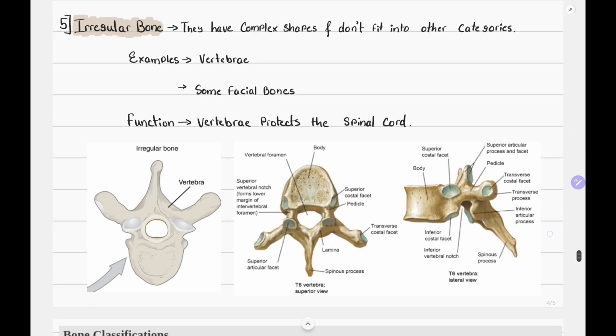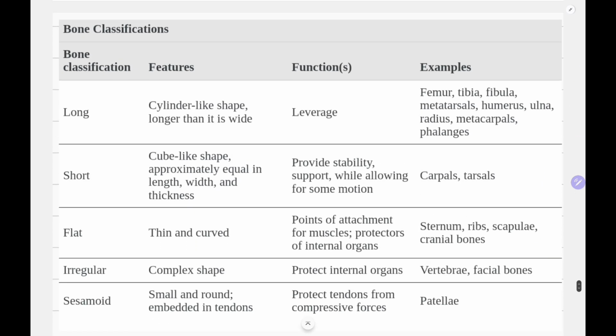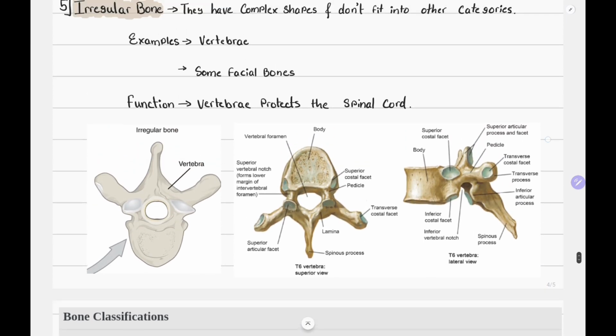And just to summarize all the five types of bones, here is the summary table I have taken from the web, and you can see the long bones are cylindrical in shape, longer than wide, and function as levers, and here are the examples. Similarly, short bones, flat bones, irregular bones, and sesamoid bones. And the way I used to remember all five types of classification in my first year was with the help of a mnemonic: I don't like long, short, and flat girls, but strong and intelligent. So we have completed all five classifications of the bones.